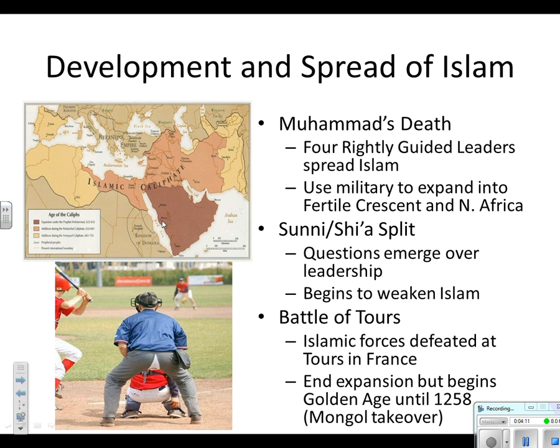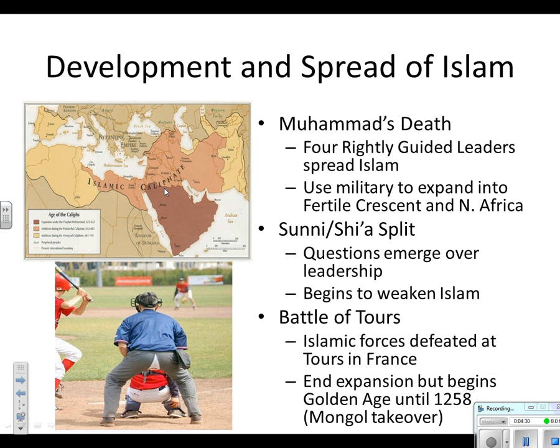And it also had access to the trade routes, but it also was a powerful military, so it was able to spread more effectively. Unfortunately, some of these issues, or this issue over leadership, is actually going to bring about the end of the spreading of the Islamic faith early on. And this is the Sunni-Shia split.